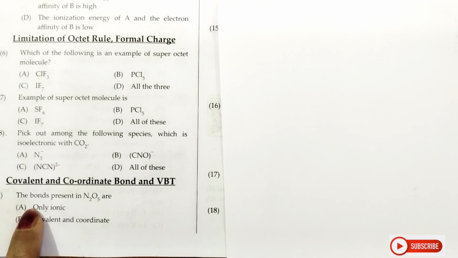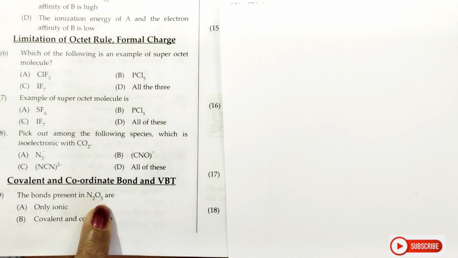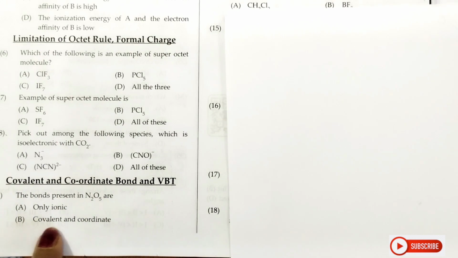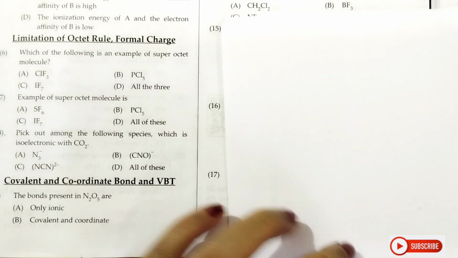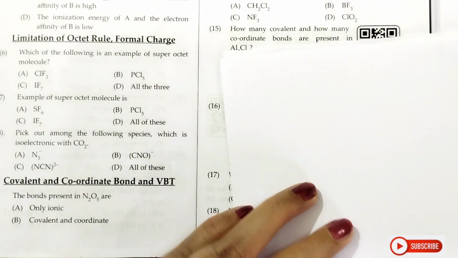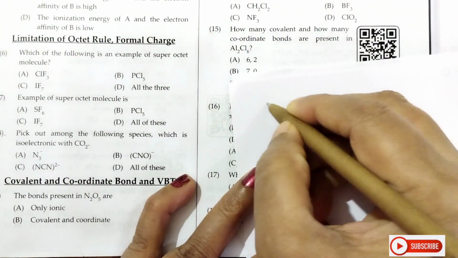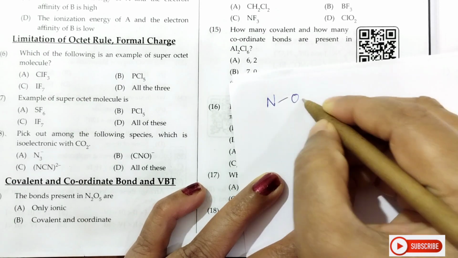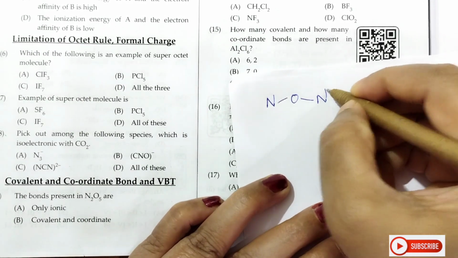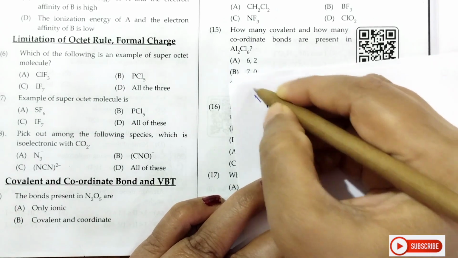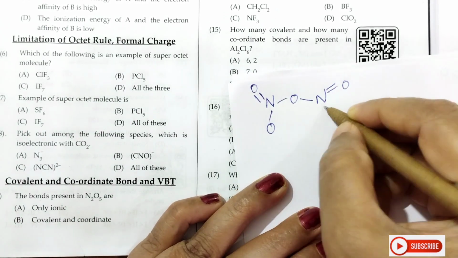The first question is: the bonds present in N2O5 are, and the options they have given are related to ionic, covalent, and coordinate type of bond. So let us first check the structure of N2O5. The structure of N2O5 is N-O-N, that is a peroxide linkage, attached to double bonded oxygens in this way and a single bonded oxygen like this.